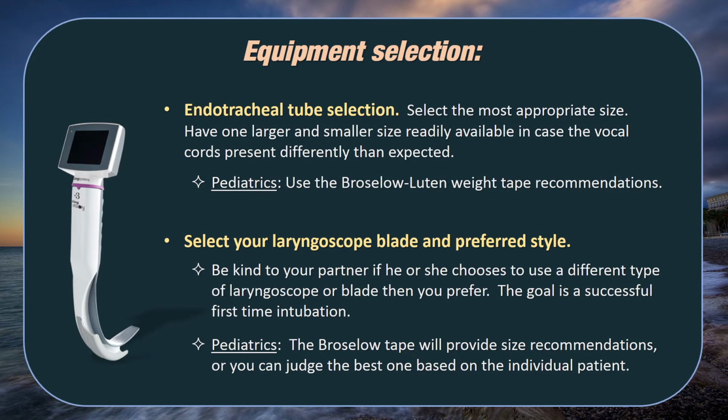As we move in and once we get the patient paralyzed and ready to go, we talk about our equipment selection process. For endotracheal tube size, make sure to use the most appropriate size to prevent any air leaks. Have one larger and one smaller ready to go that your partner can get to very quickly. For our pediatric population, below about the age of 10 or 80 pounds, make sure that we're using the Broselow tape to get those recommendations.